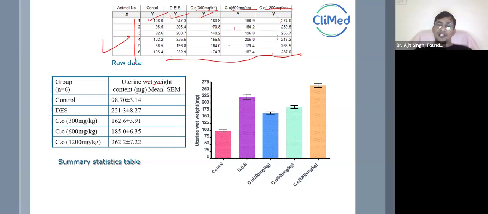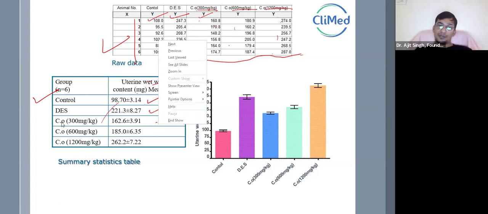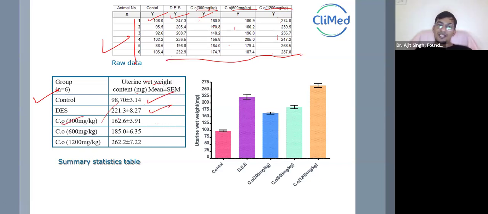How will you define it, how will you do it? You have to go for the analysis, and after analysis you come up with this. In control, uterine wet weight is 98 plus minus 3.14. In DES it is 221. In the case group with 300 mg per kg, it is 162, then 185, then 262.